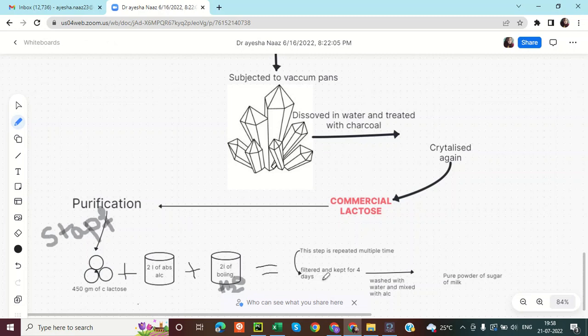After mixing, it is filtered and kept for 3 to 4 days in a cool, dry place. It is washed with water and mixed with alcohol again. This process will give us a pure powder of sugar of milk, but we have to repeat this process again and again so that all the impurities are removed. This pure powder of sugar of milk is what we need, and this is what is needed in homeopathy. In our next class, we are going to discuss other solid vehicles.